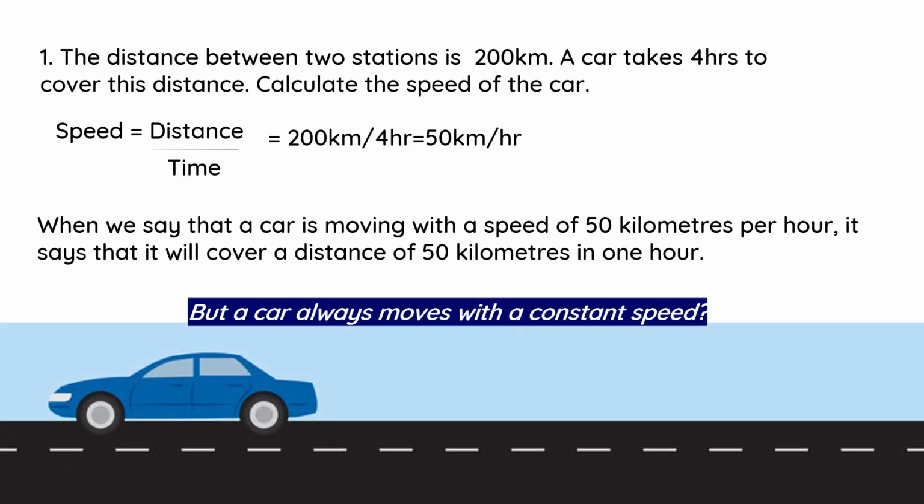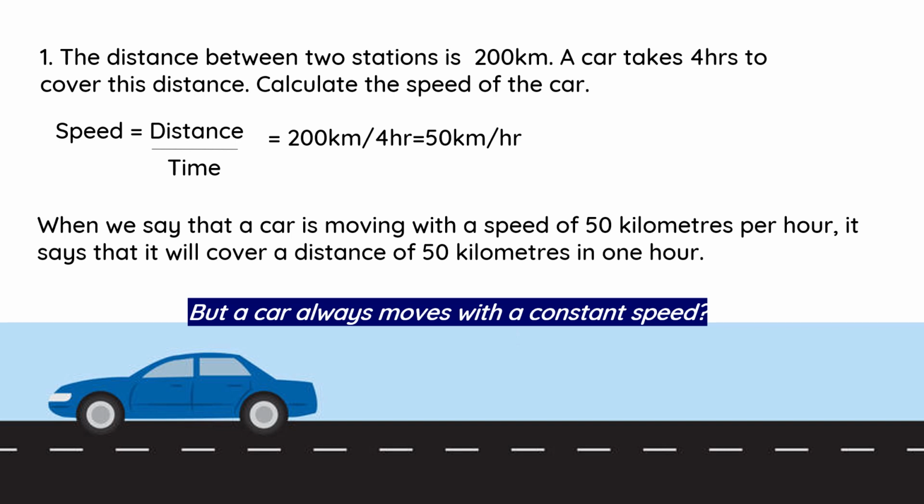Now we will see one numerical related to that formula. Listen. The question is like that: the distance between two stations is 200 kilometers. So two stations are there, A and B. Between them the distance is 200 kilometers. A car takes 4 hours to cover this distance. So here distance is given, time also given. Calculate the speed of the car.